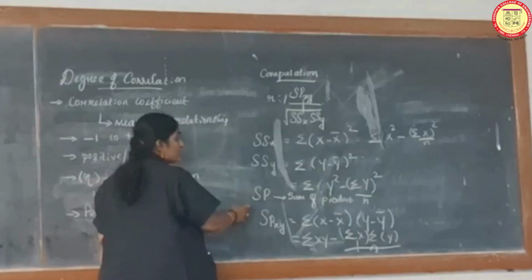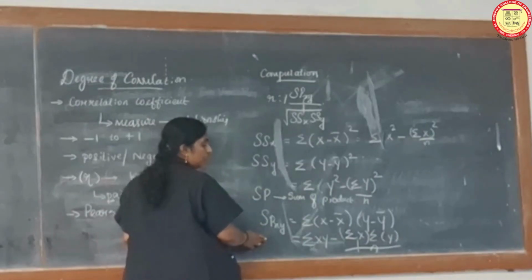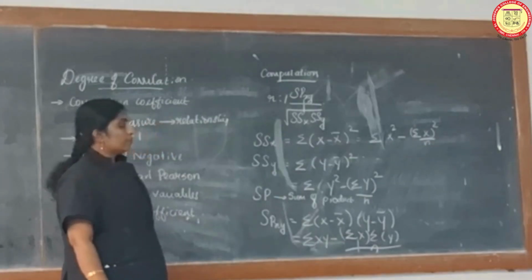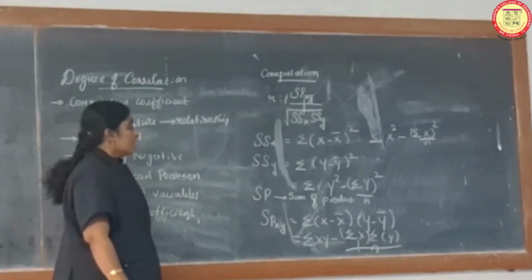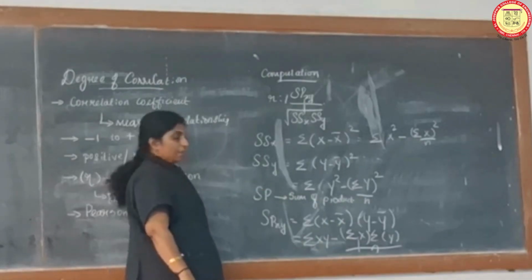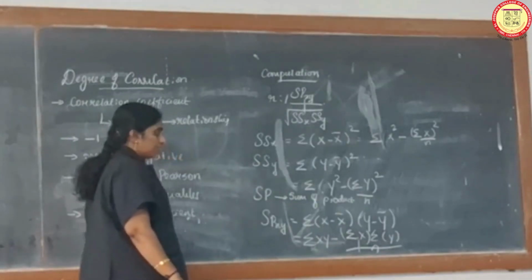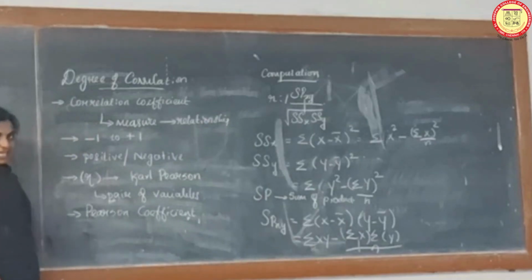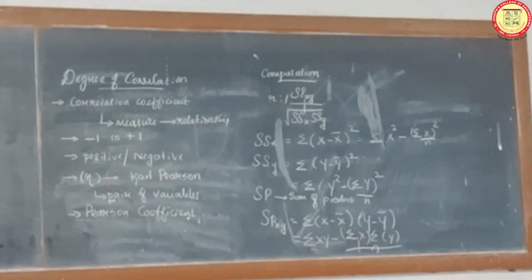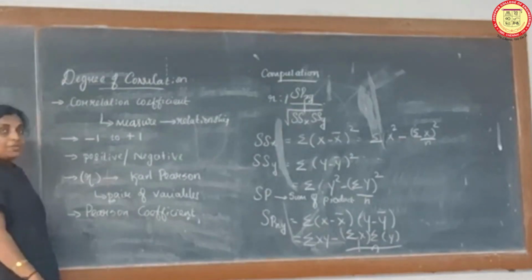So the sum of products can be calculated using this formula: SPXY is equal to summation of x minus x bar times y minus y bar, which is equal to summation xy minus summation x times summation y divided by n. Now we are going to see one problem using this correlation coefficient.